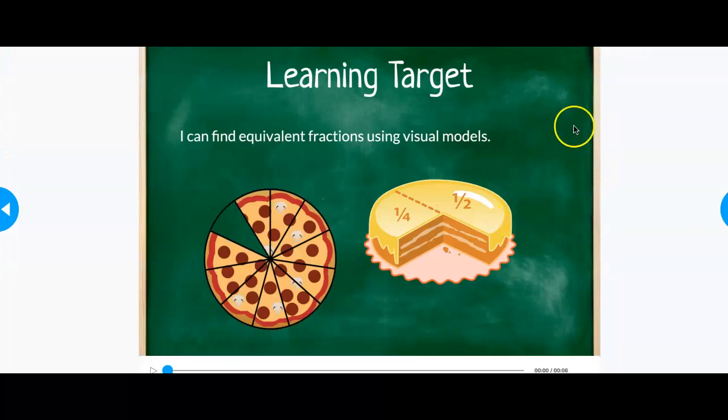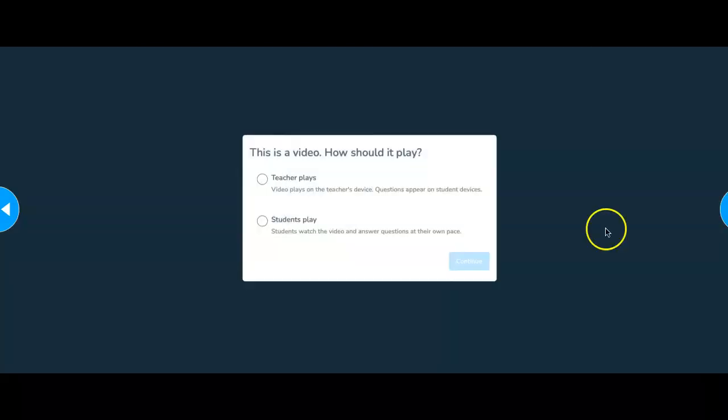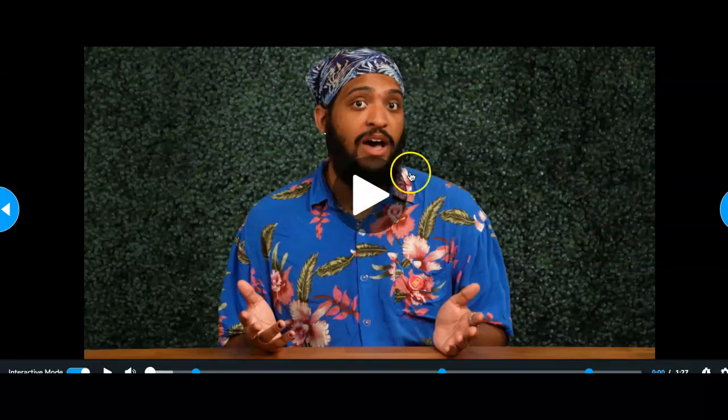As we move on to our learning target, at the end of this lesson, we will be able to find equivalent fractions by using visual models. Next, students will have a video that will appear on their screen.